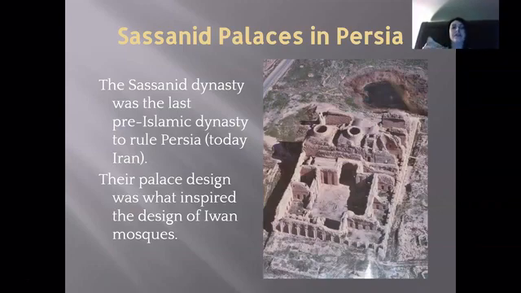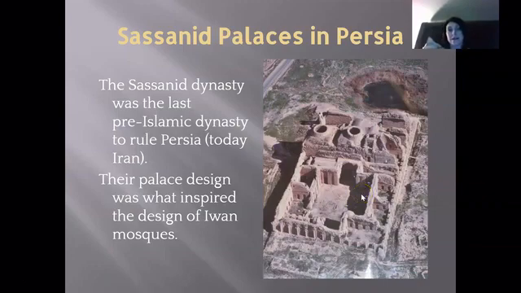So the Sassanid dynasty was the last dynasty to rule Persia prior to the arrival of the Islamic world, when it was taken over by the Abbasid Empire. So these palaces that the Sassanids had, which you can see from an aerial view, this almost looks like the Mosque of Isfahan, but it's not.